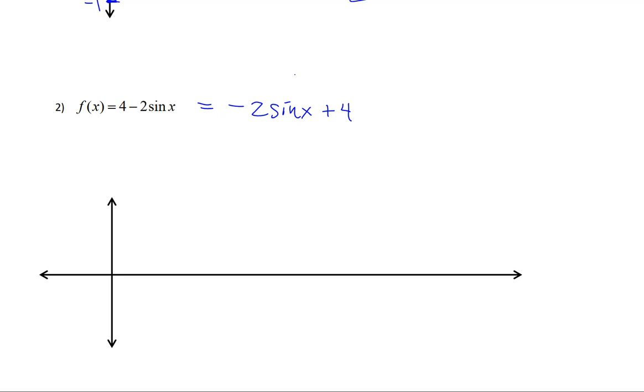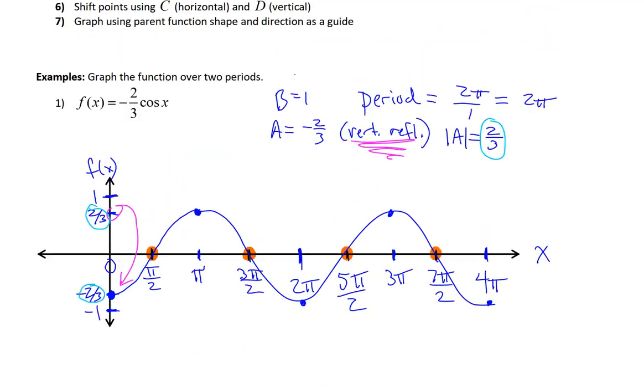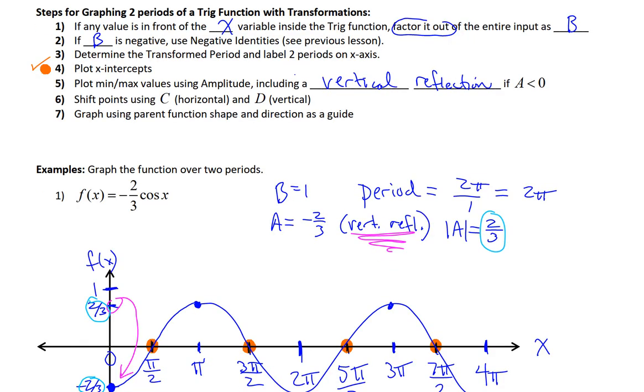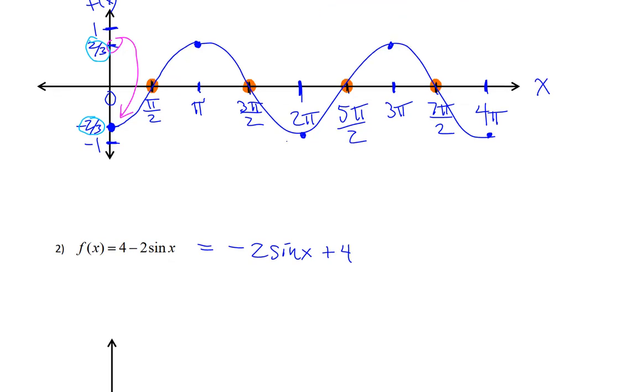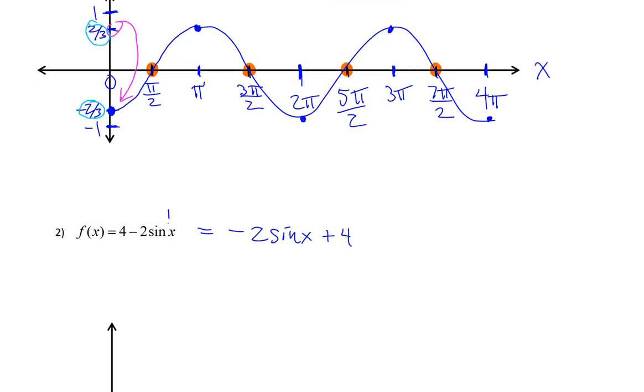All right, so let's go through our steps above. Again, we have all these steps written and we'll just continue to follow through them. Step 1 says if any value is in front of the x, we should factor it out to get the b value. Well, in this case, there's nothing in front of the x. There was something in front of the sine, there was something on its own with the 4 there, but there's nothing in front of the x, which means you could say here that b is 1, just like it was in that previous example.